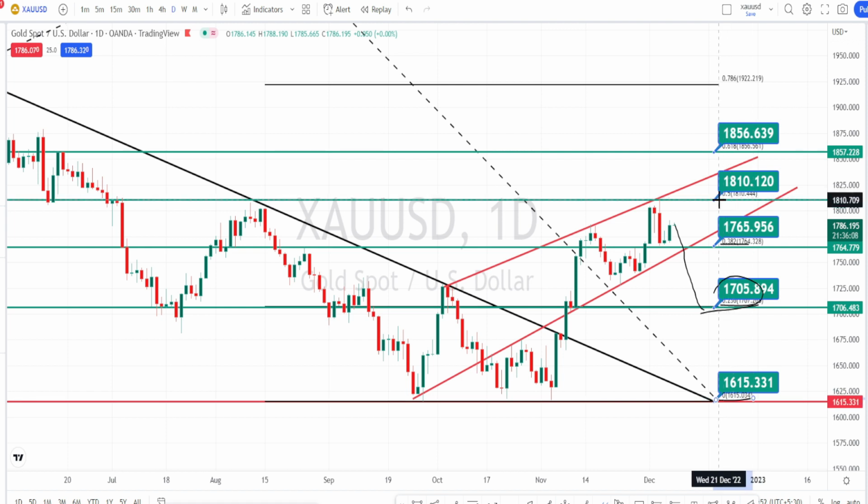And on the bullish side, only when the price action breaks the resistance level of 1810, we can expect the bullish side retracement to start, and the next level of resistance is going to be around 1856. Let us look at the price action in hourly time frame.